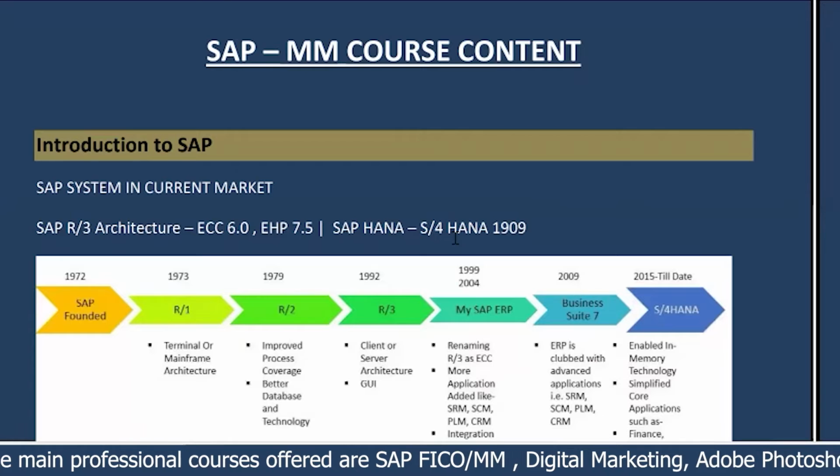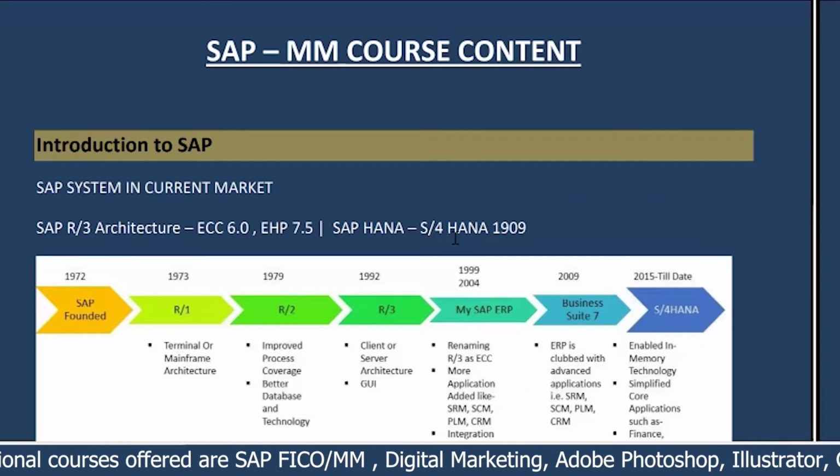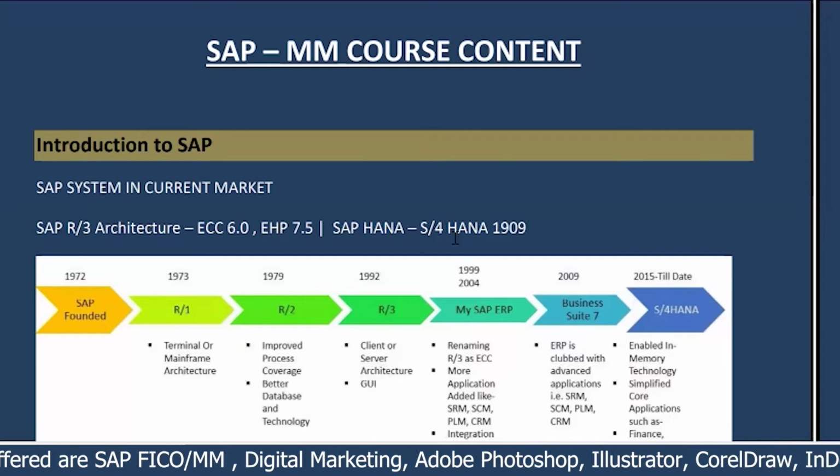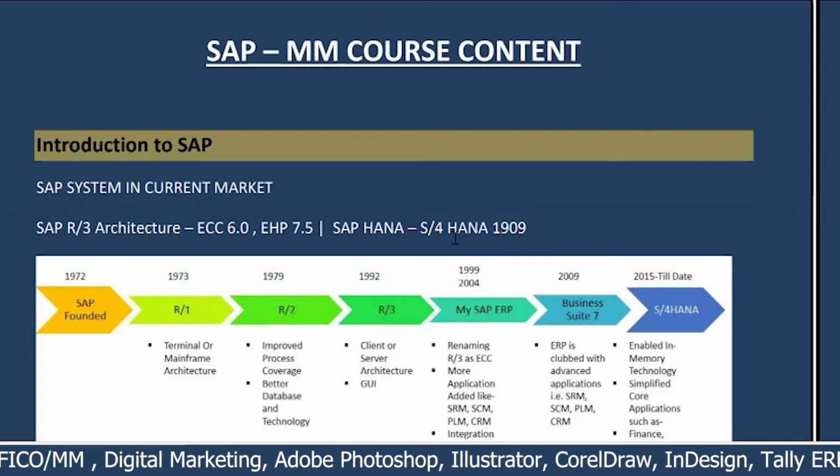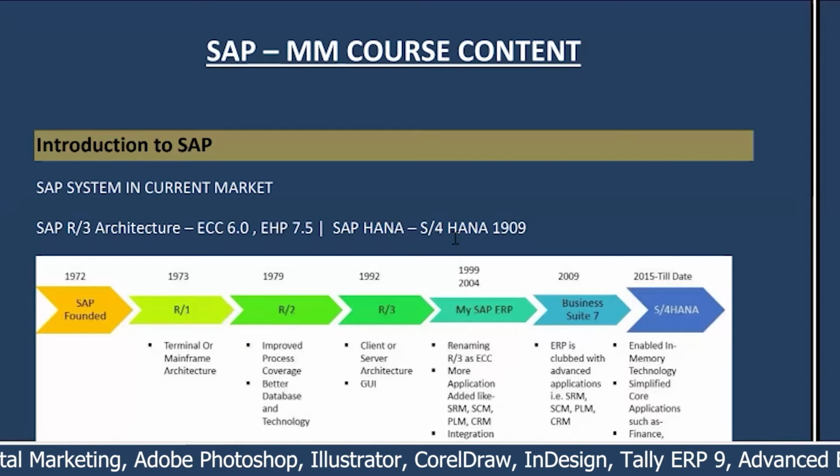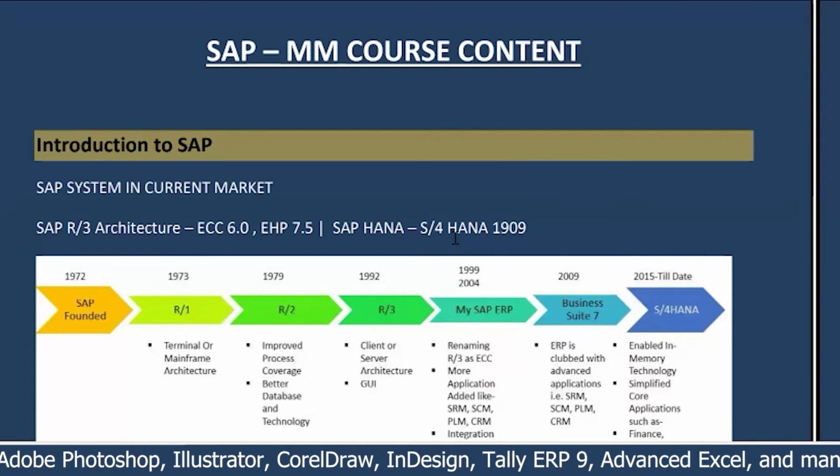In the supply chain, what starts first is purchasing. So purchasing is nothing but SAP MM. We call it the material management area.